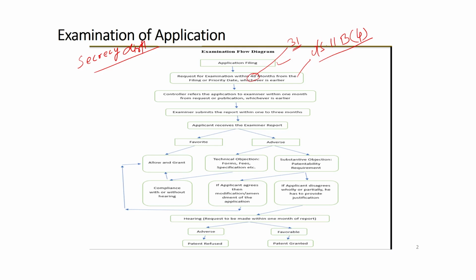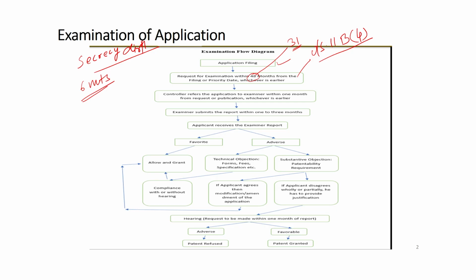So, this is an additional point which we have to keep in mind, that in relation to those inventions where secrecy direction is on, a request for examination can only be filed within 6 months from the date of revocation of secrecy direction. So, the general rule will otherwise apply that within 31 months from priority or date of filing, you must file your request for examination, but there is a special reference of secrecy direction.